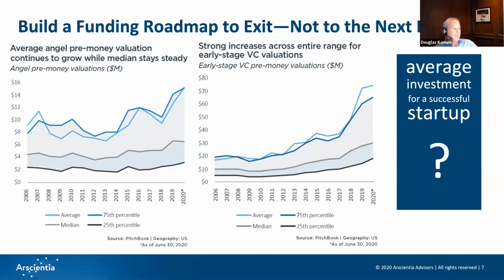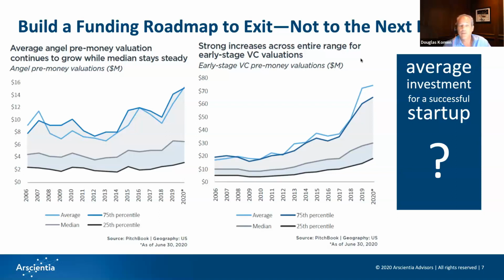So, 2 important data takeaways here. One, the average angel pre-money valuation continues to grow while the median stays steady. And the other is that there are still strong increases across the entire range for early stage VC valuations. Now, this is data that gets us through 2020, just before COVID. A lot of people ask, what's changed since COVID? Things have reoriented a little differently, but in general the overlying conditions are similar: there is a ton of money out there, but the median is still steady, which means the number of deals people are putting money into is fewer. They're piling into fewer deals.